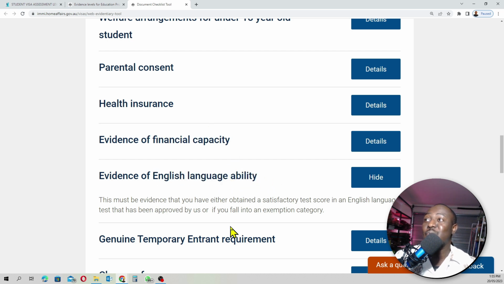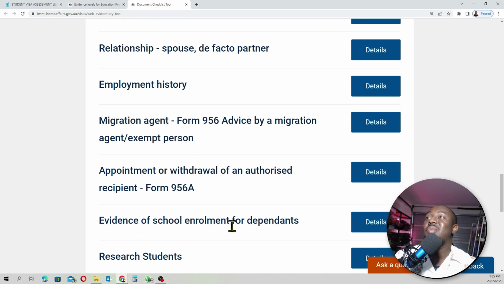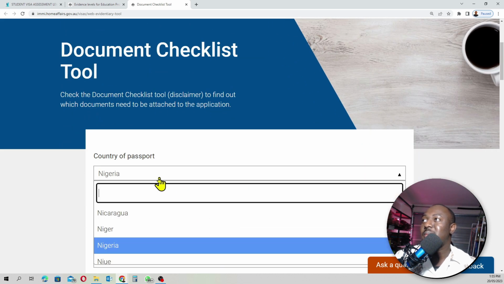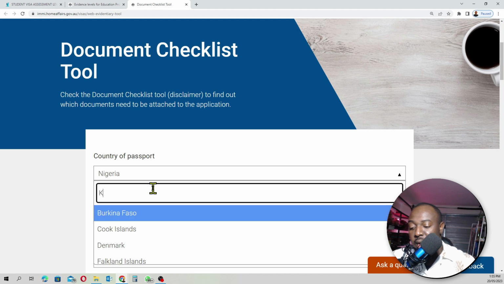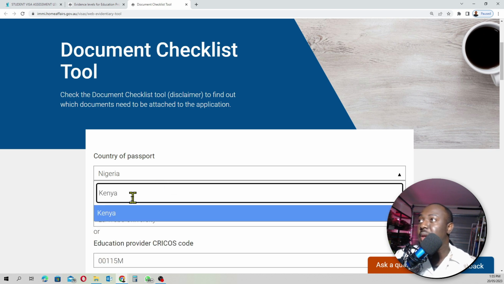So when you see these two, then this basically shows you that you are on assessment level 3. Okay, as easy as that. Now let's go to, let's say, Kenya, because I know Kenya is on assessment level 2, which is awesome.